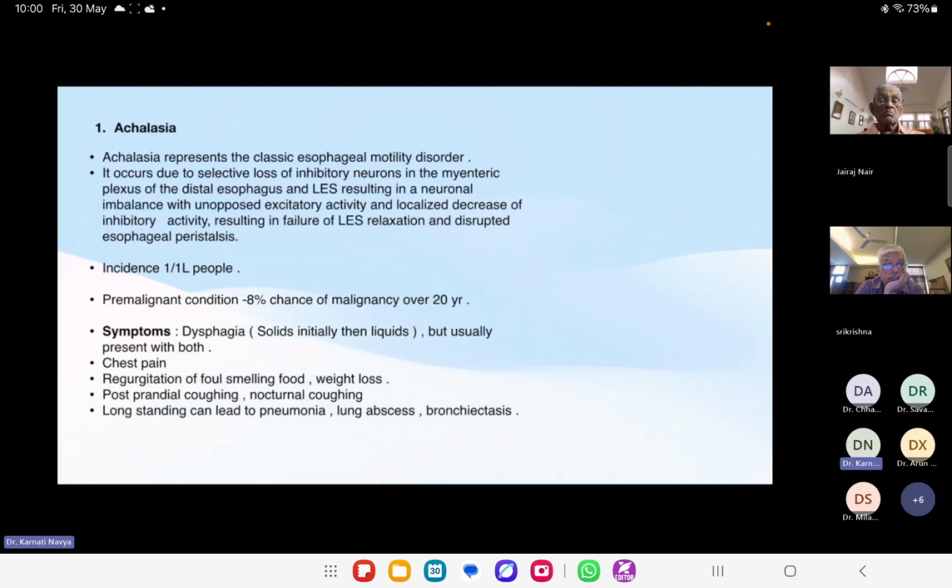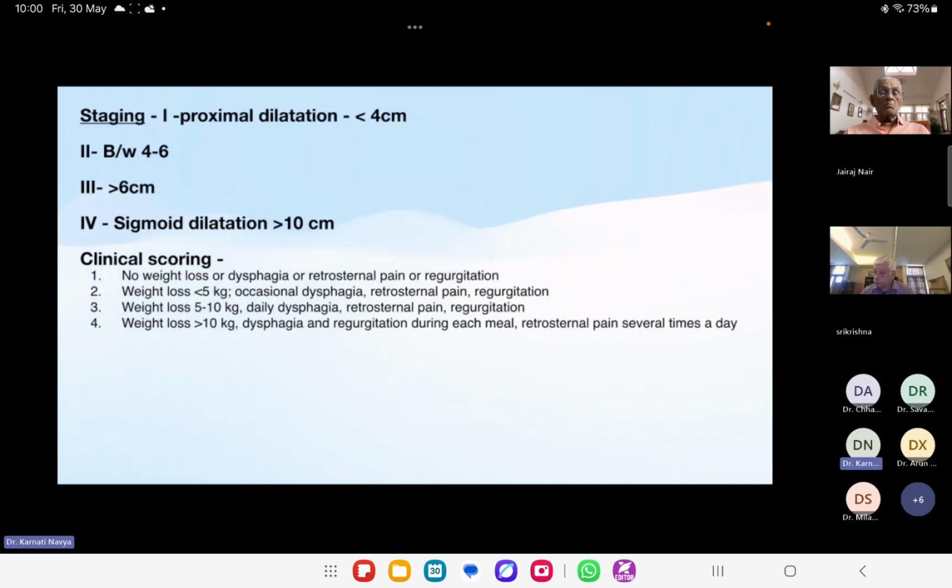Usually presents with dysphagia, initially more to solids than to liquids, but usually present with both. Chest pain, regurgitation of foul-smelling food because of the retention, and weight loss. They usually have postprandial coughing or nocturnal coughing. Long-standing achalasia can lead to pneumonia, lung abscess, or bronchiectasis.